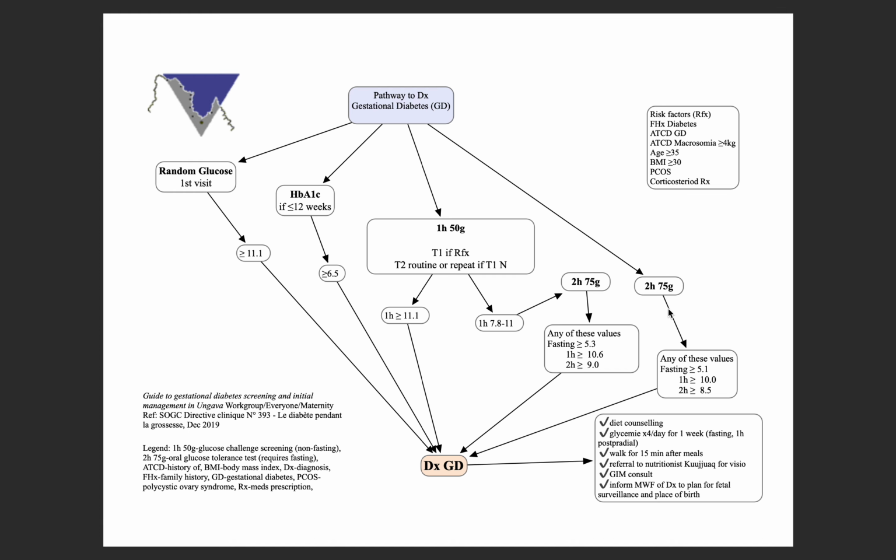In this case, we're a bit more conservative of the cutoff values, and you'll see in the lab report that if she hasn't had a 50 gram, then to consider these numbers. So if her fasting was over 5.1, 1 hour is over 10, or 2 hours over 8.5, if any one of those values are elevated, she goes on to a diagnosis of gestational diabetes. So now for these women, either who had a high random glucose, a high HbA1c, a really high 50 gram, or one elevated level in her 75 gram, she's now diagnosed as gestationally diabetic.